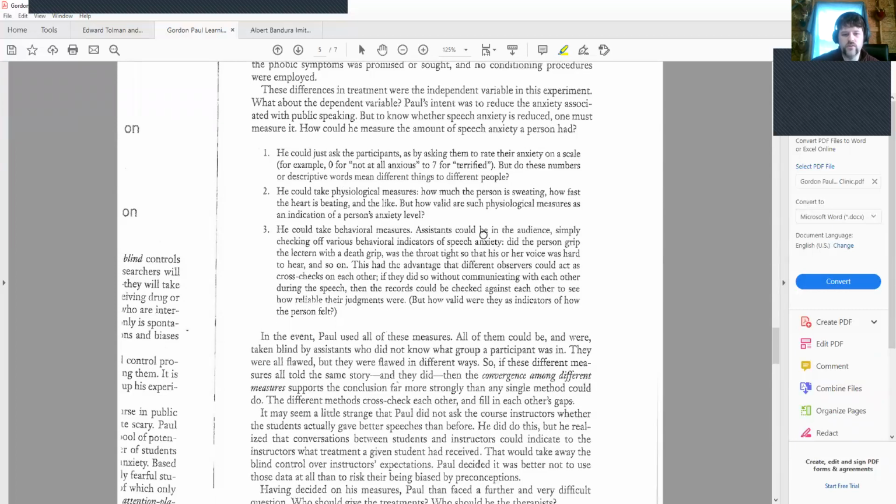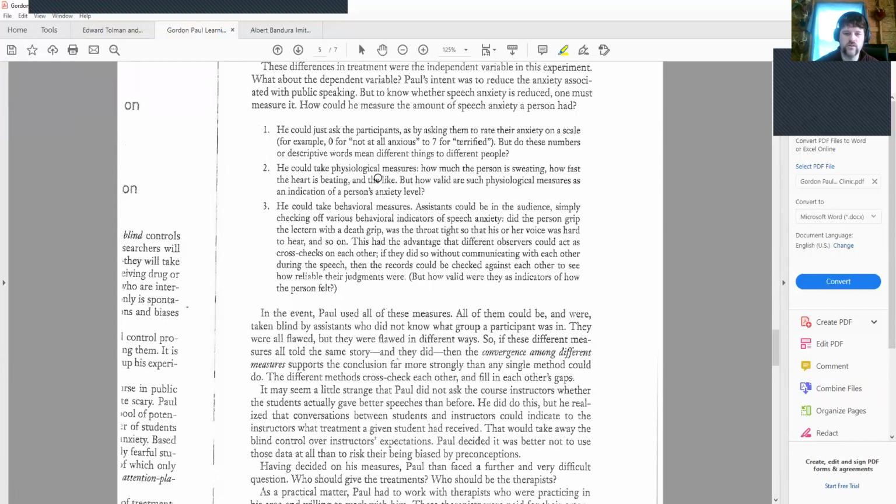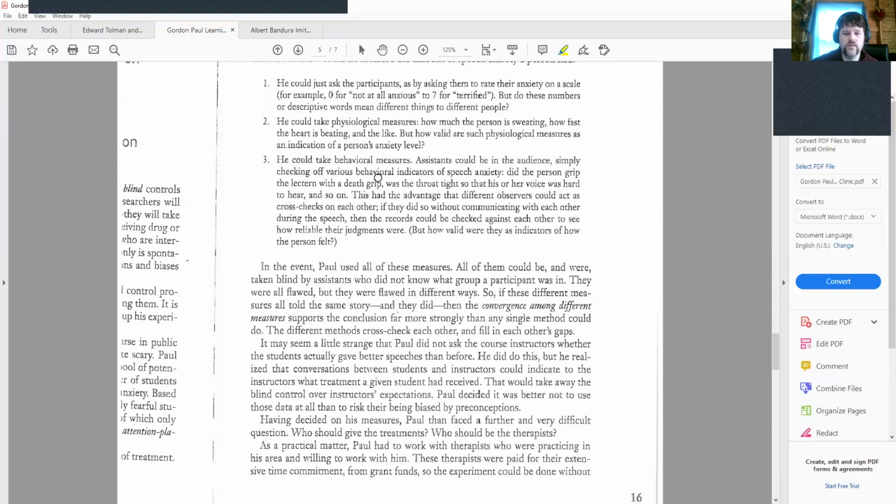And then he used three different behavioral markers here. He asked his patients to rate their anxiety. He also took behavioral measurements like heartbeat, et cetera. And then he had people in the audience measuring them. Are you rocking the podium back and forth? Are you using a lot of verbal pauses? Are your hands going haywire when you're talking?